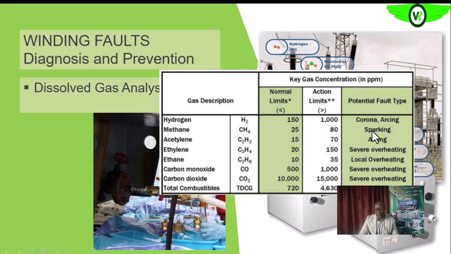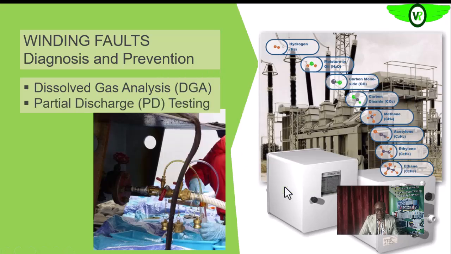For methane gas, the possible causes are sparking, as we'll see later, and even little coronas. Acetylene indicates arcing, then overheating. Overheating can result in the production of ethylene gas. Local overheating, which could be caused by turn-to-turn short or partial discharge, can all result in the emission of ethane gas. Severe overheating also. So we can use all of this chart as a guide to indicate what is actually happening within the transformer. The next thing we are going to do is the partial discharge test.